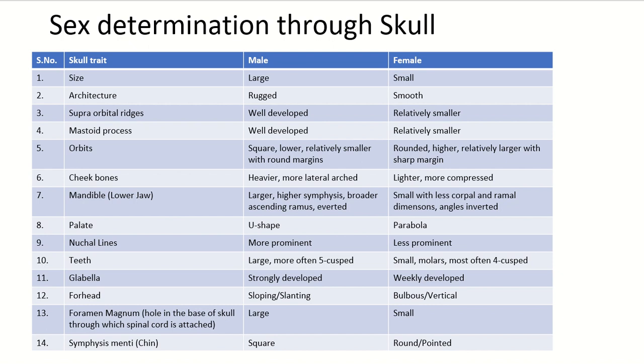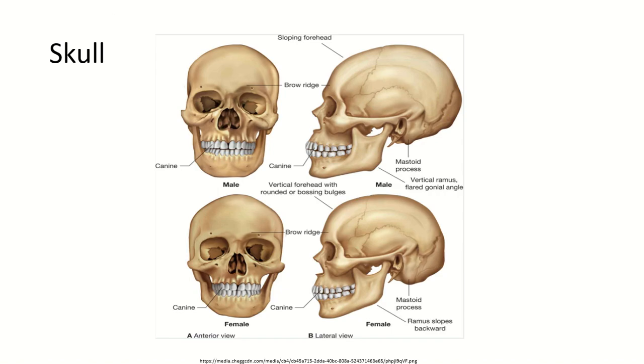Now sex determination through the skull. The traits: the size of the skull in males is large and in females is small. Architecture, the texture: the male skull is rugged and the female skull is smooth. Supraorbital ridges, the eyebrow ridges, are well developed in males and smaller in females. The mastoid process is well developed in males and smaller in females. These are the supraorbital ridges and this is the mastoid process.